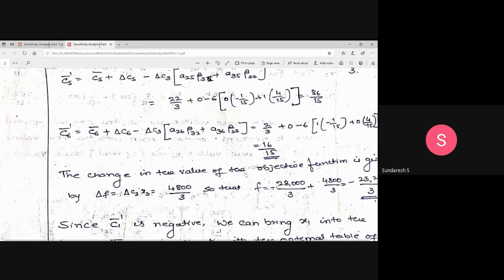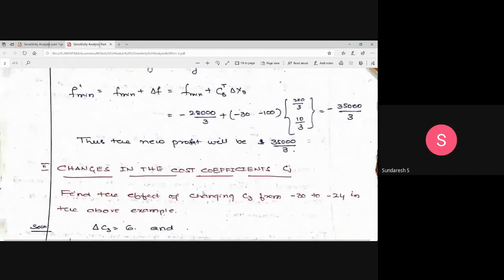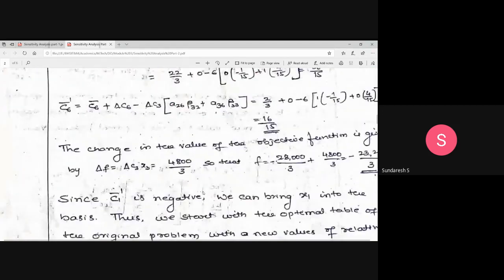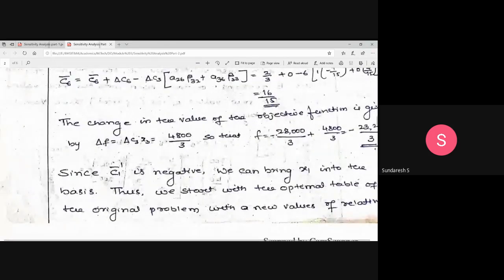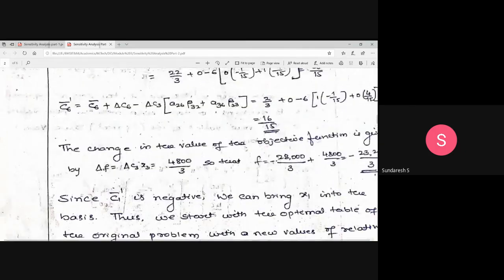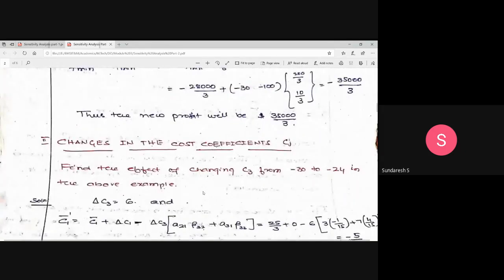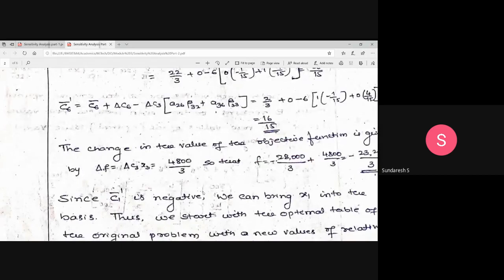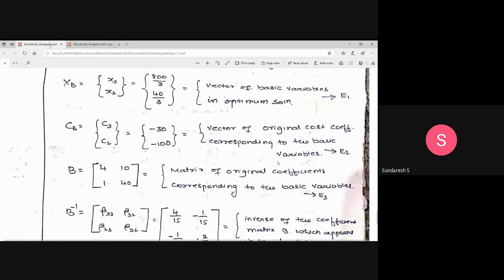Now the change in the value of the objective function is given by delta f equal to delta c3 into x3, which is equal to 48,000 by 3. I will show you once again how you got this 48,000 by 3. Come back over here.